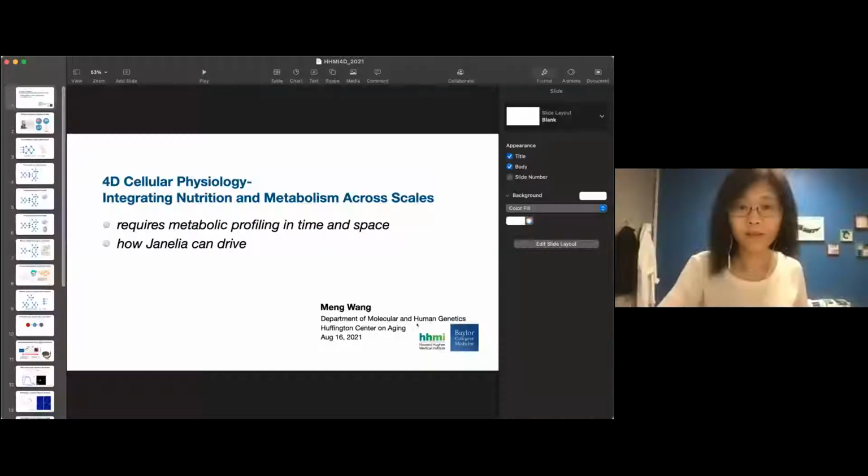So the three people who are going to be talking in this area are Meng Wang from Baylor College of Medicine, Yellen from Harvard University, and Daniel Hochbaum from Harvard Medical School in the Sabatini lab there. So let's get started. Meng, why don't you share your slides and present your thoughts.